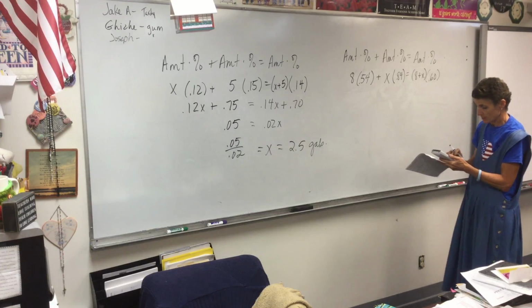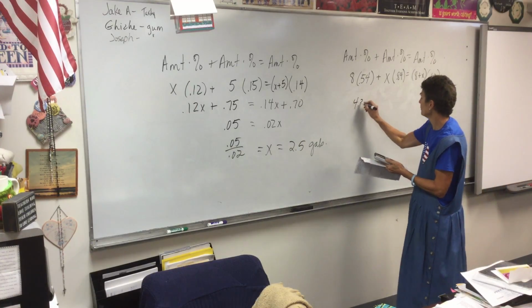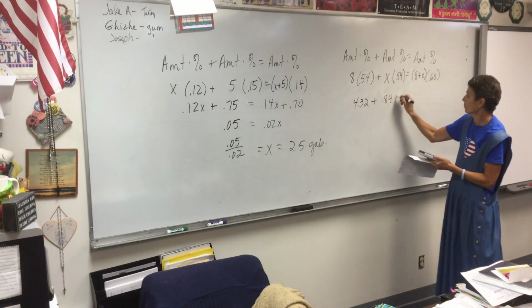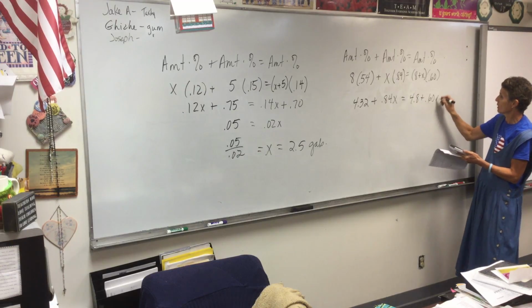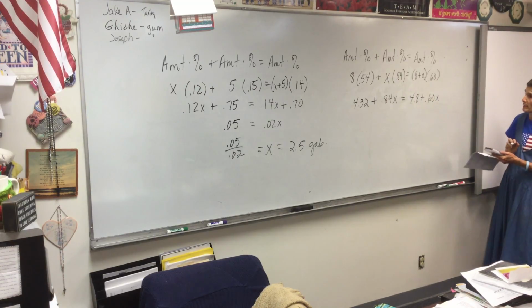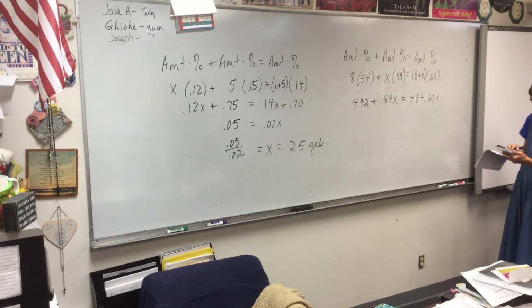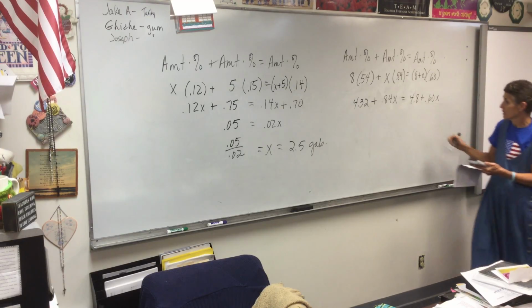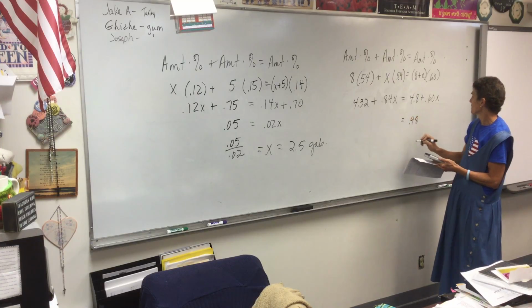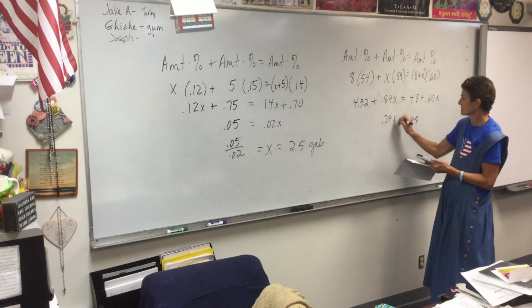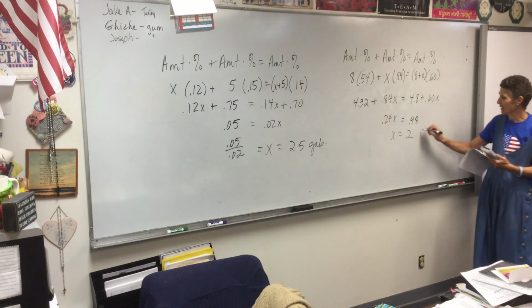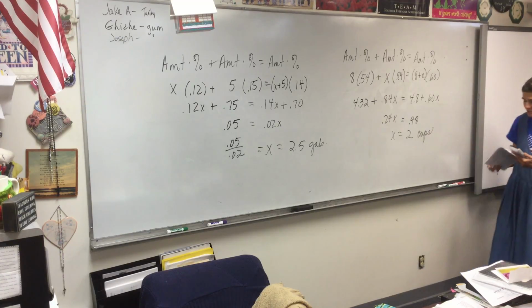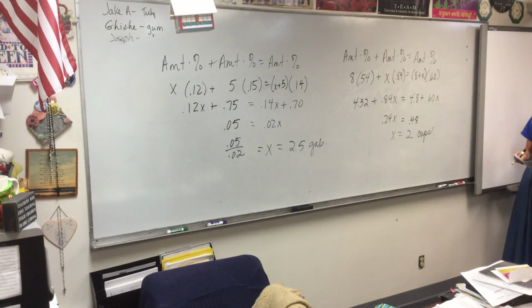So 0.54 times 8, 4.32, plus 0.84X equals 4.8 plus 0.60X. If I distribute there, that's a distributive situation. So I have 0.48 equal to 0.24x. So lo and behold, when I divide, I get 2 cups. X is 2 cups of the 84% solution.